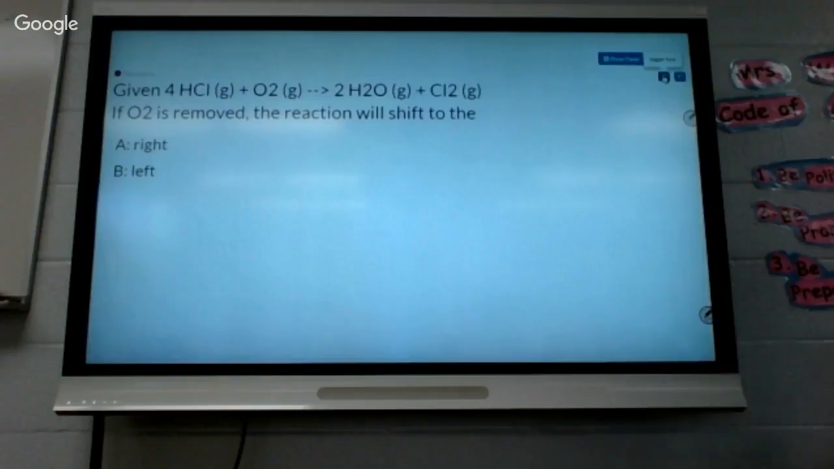All right. So if oxygen is removed, will the reaction shift right or left? If oxygen is removed, will the reaction shift right or left? That's all I'm asking, just right or left this time.